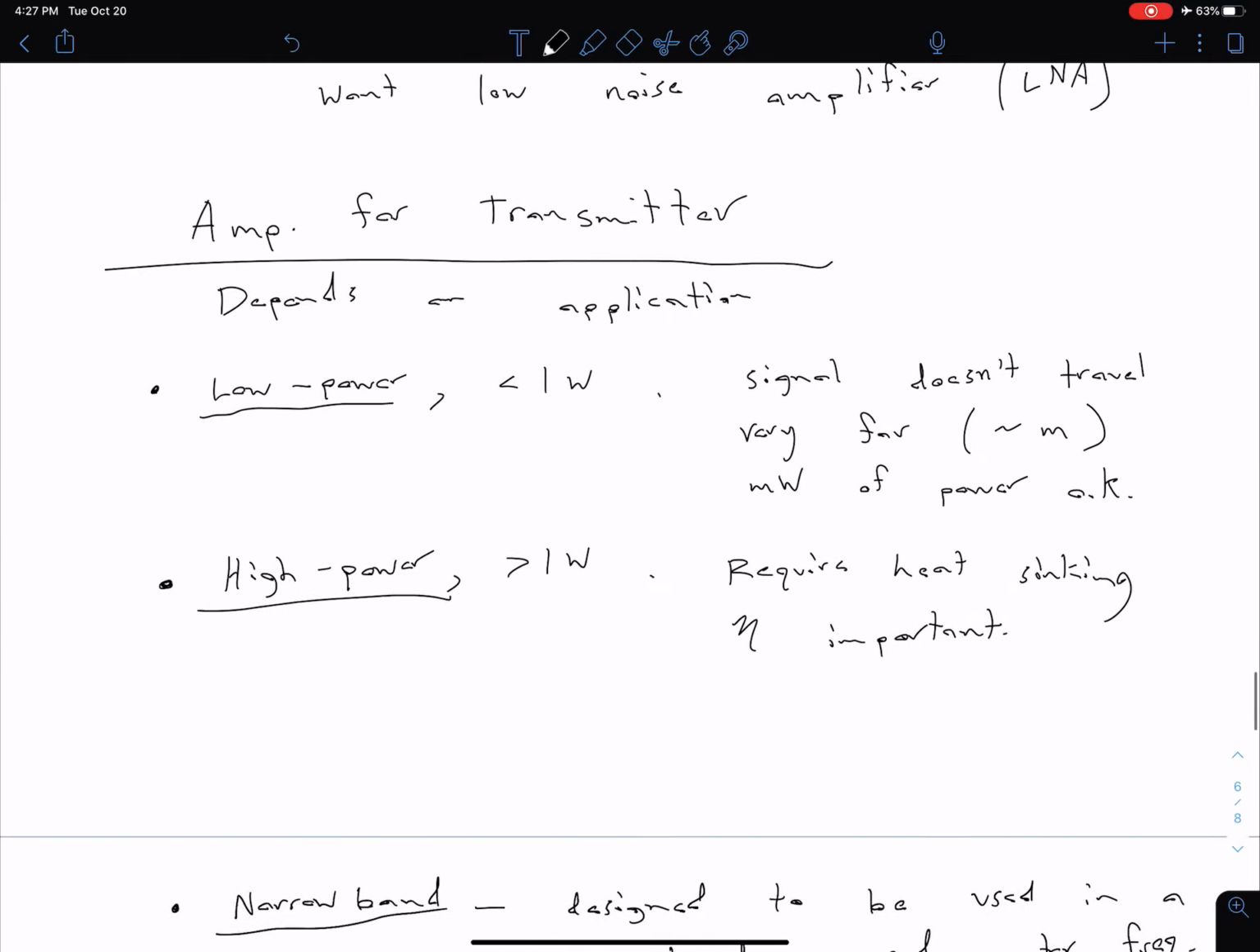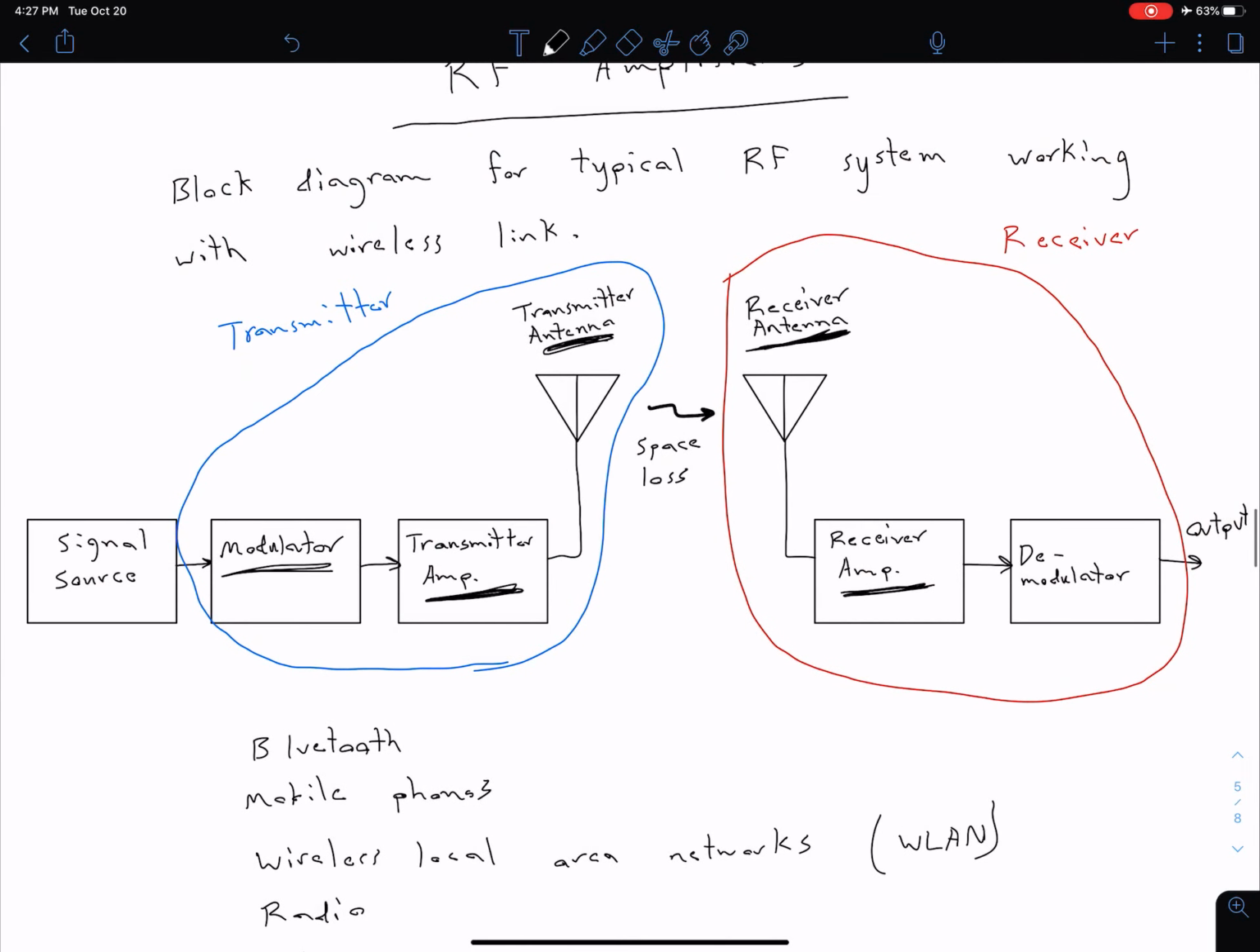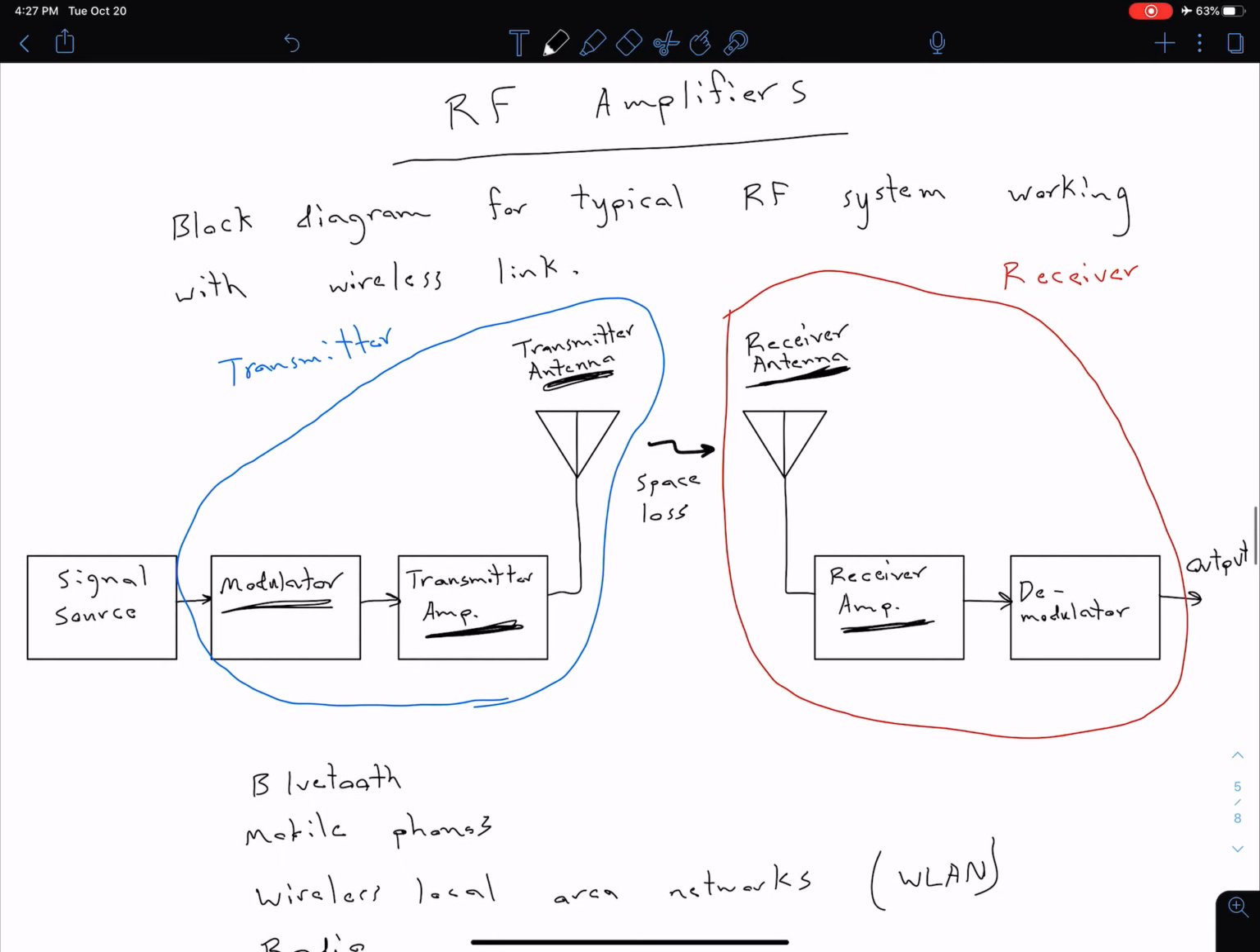So again, what we're going to do in future videos is we're going to come back and look at various components and ideas related to this block diagram. And then at the end of this topic, we're going to come back and look at a big example related to this block diagram.